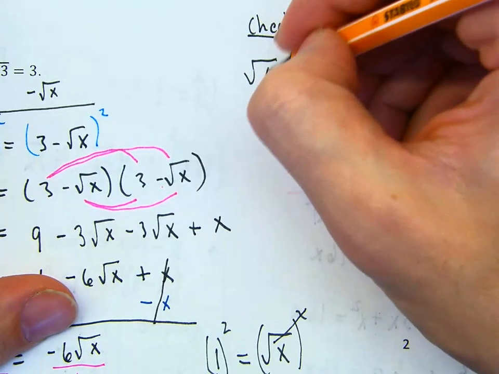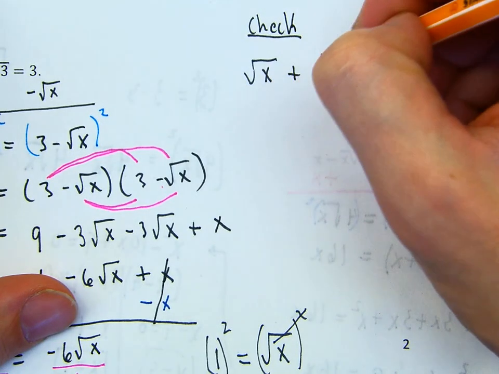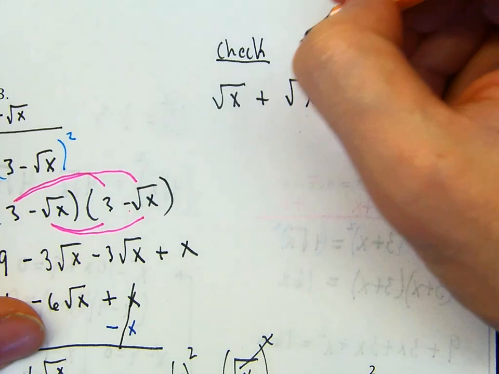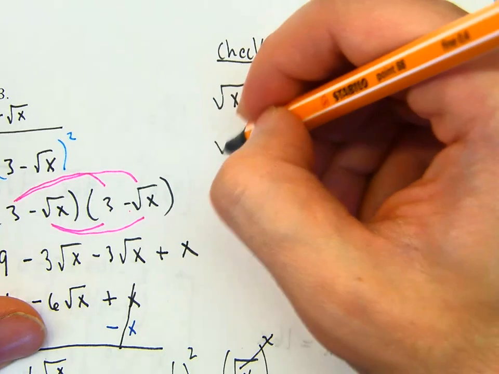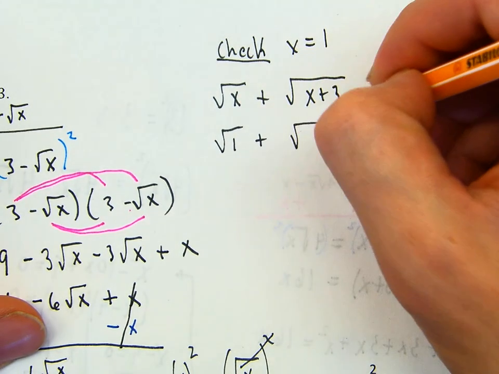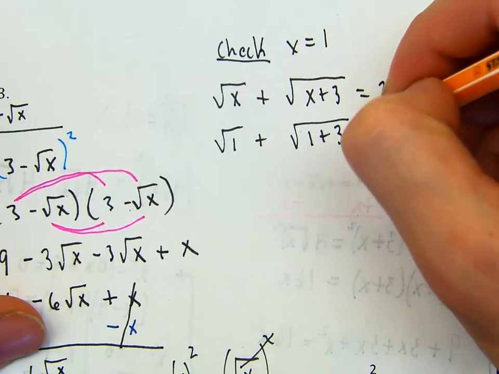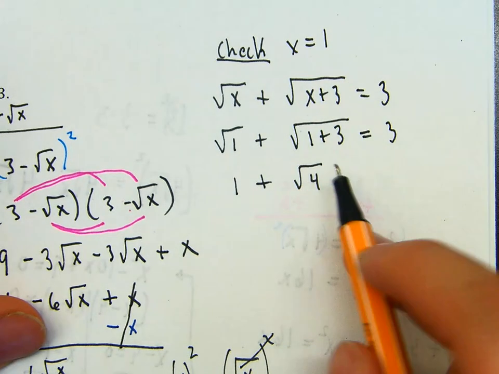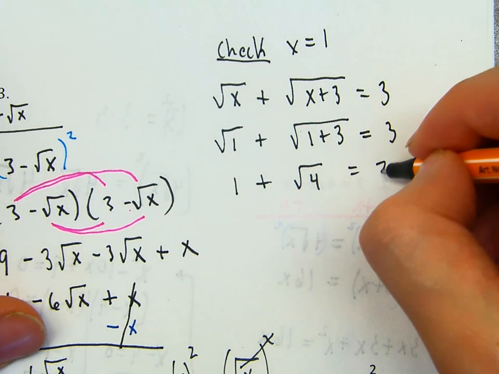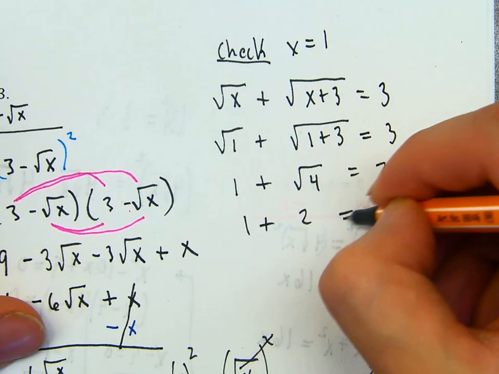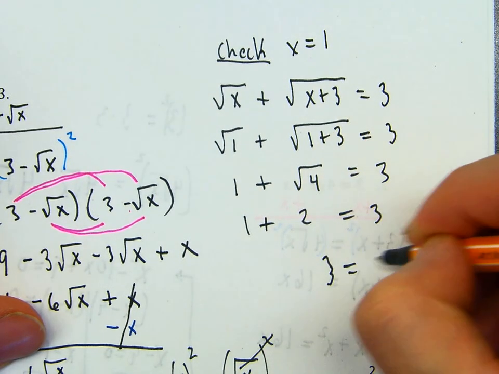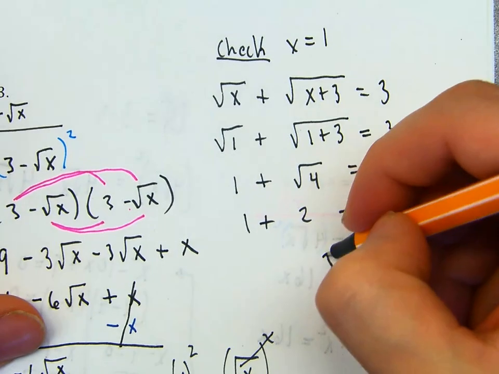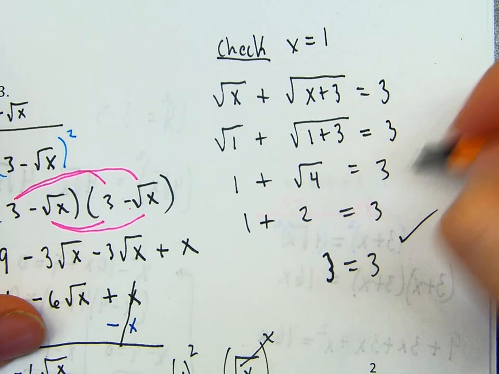If I have square root of x plus square root of x plus 3 equals 3, and x equals 1, well, let's see, square root of 1 plus square root of 1 plus 3 equals 3. This is 1 plus square root of 4 equals 3. This is 1 plus 2 equals 3. 3 equals 3. Check. So it does work. Okay, and let's fix that 3.